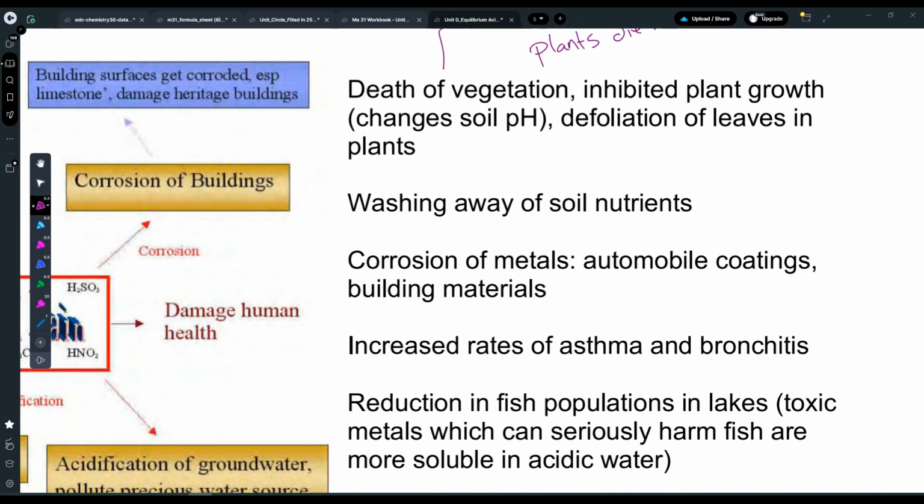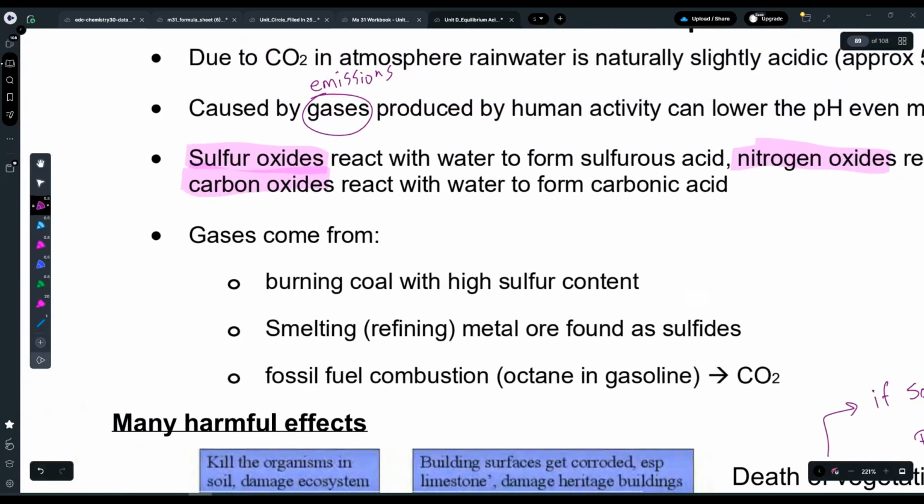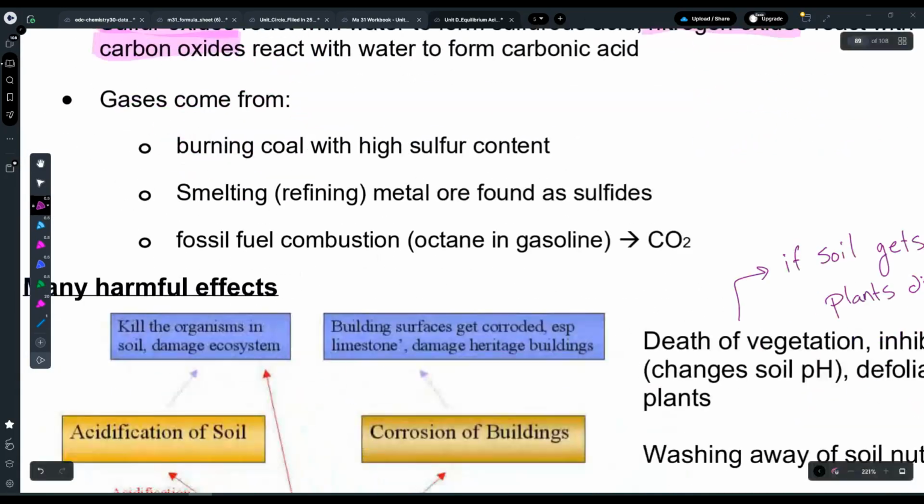Acid rain can cause the corrosion of metals, so things like automobile coatings or building materials. Acid rain wears those down. You can also get increased rates of asthma and bronchitis, so that's mostly because of pollution from all of these sources of emissions.